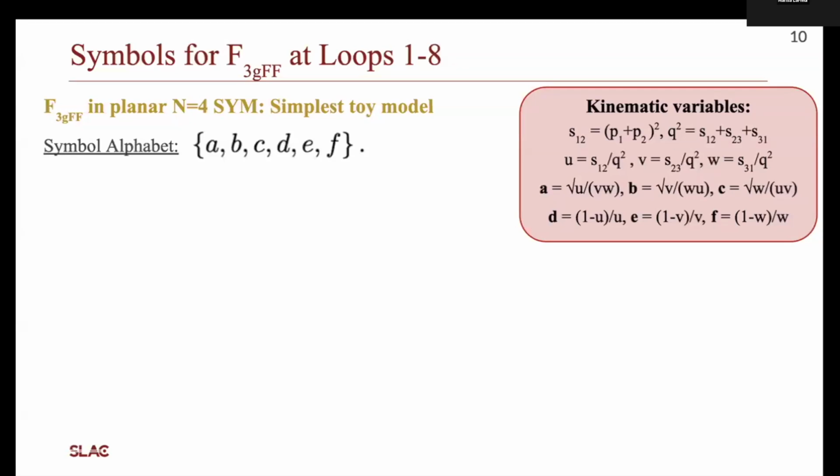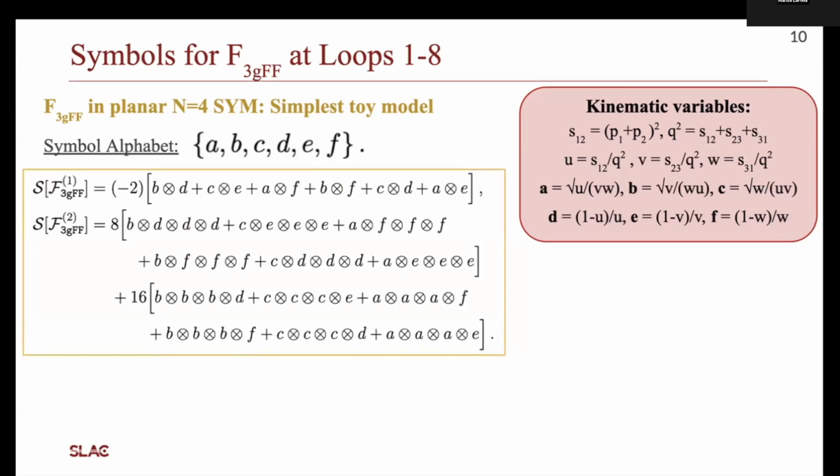So it turns out this three-gluon form factor in n equal to 4 is maybe the simplest possible symbol you can ever have. So this symbol only contains 6 letters, as we've already seen in slide 1. And these 6 letters are nothing but the rational functions of the underlying kinematic variables. Definition given here, but we don't really care about that. So here I give you 2 examples for the symbol at loop 1 and at loop 2. At loop 1, it seems very simple. There are only 6 terms, and all of them have coefficient -2. And at loop 2, there are a bit more terms, but they all seem very manageable.